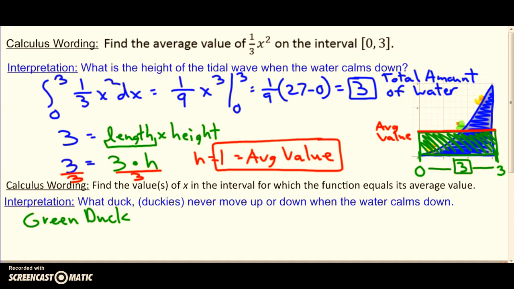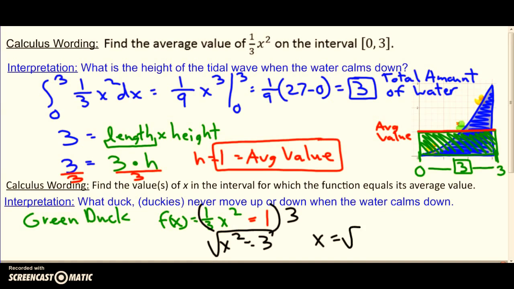To do that, you know the function. The function itself is 1/3 x squared, and we found the average value is 1. So my goal is to say what x gets me an average value of 1. When you solve that, you can multiply by 3. x squared equals 3. If you square root that, x equals the square root of 3. That is the location of the ducky right here, the location of the ducky where it never moved up or down.